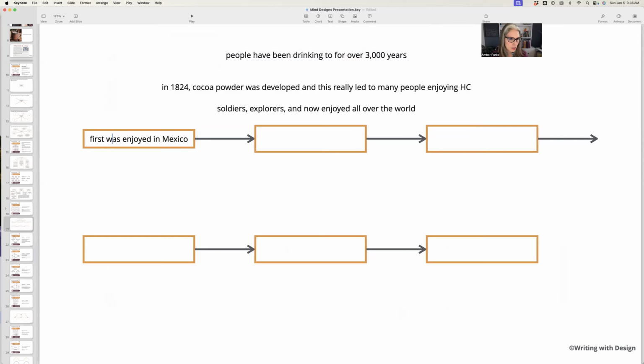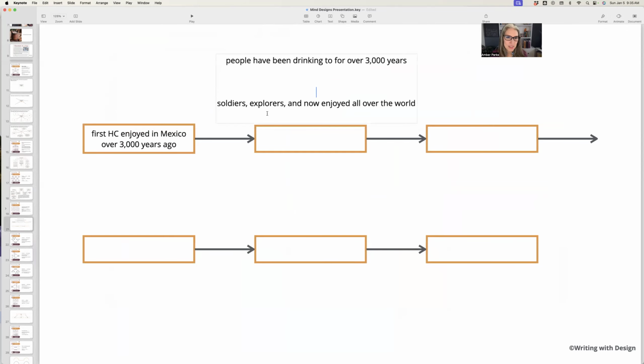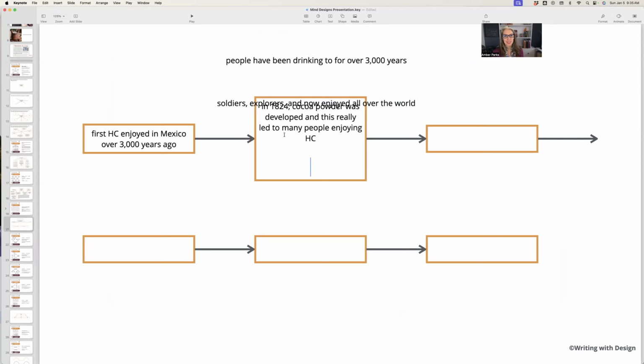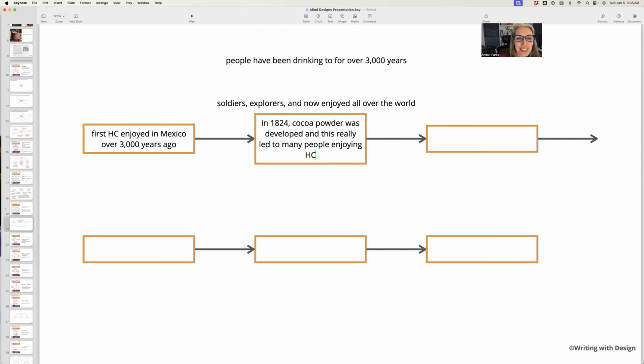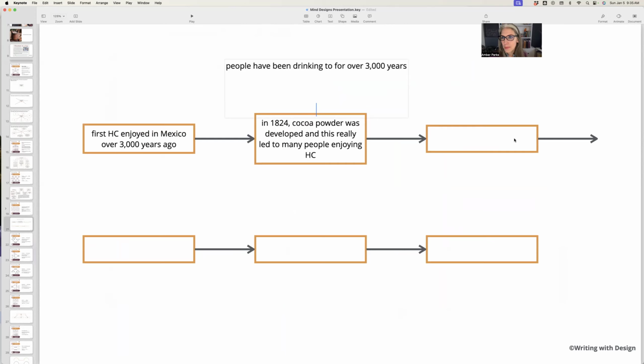First, hot chocolate enjoyed in Mexico over 3,000 years ago. This is a really big jump, and I think this is one limitation of the article. It really jumps from 3,000 years ago to in 1824, cocoa powder was developed. So that's definitely something that we could fill in some boxes if we wanted to do some additional research.